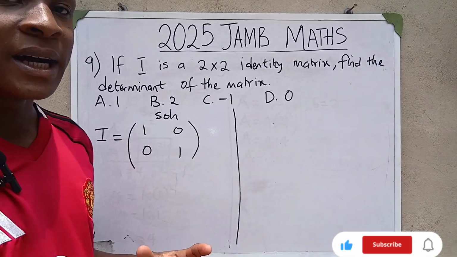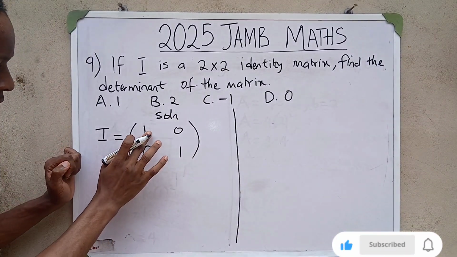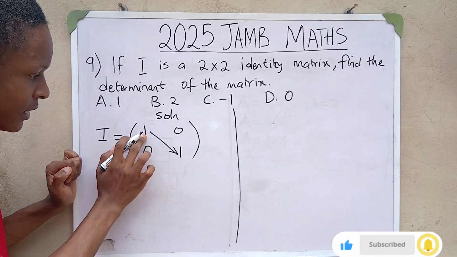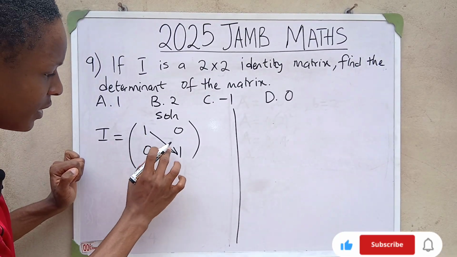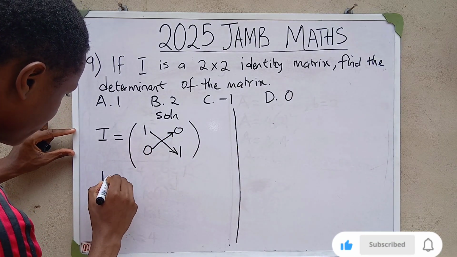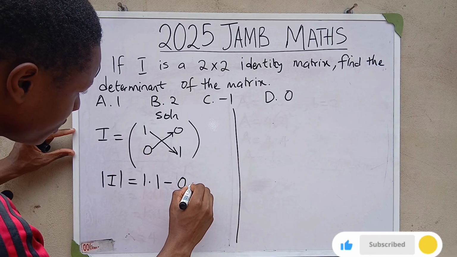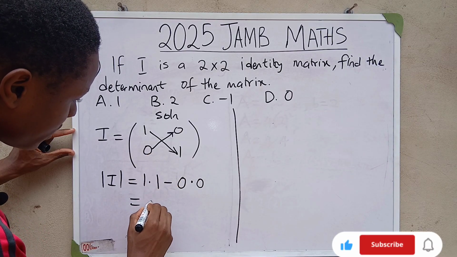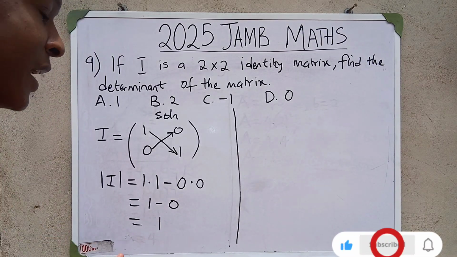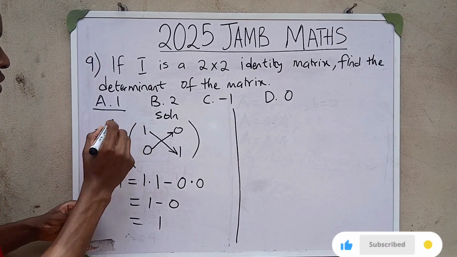When solving a 2 by 2 determinant, the way we solve it is that we multiply this and this and subtract it from this and this. So what we are doing is multiplying this value with this value and subtracting it from this value times this value. So we have determinant of I is 1 times 1 minus 0 times 0. So 1 times 1 is 1, minus 0. So our answer is 1. So the determinant of the 2 by 2 identity matrix is 1. So that is option A.